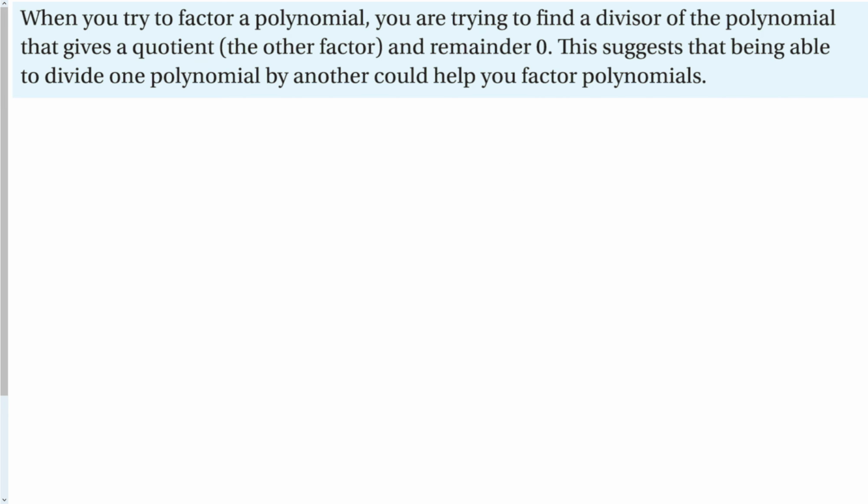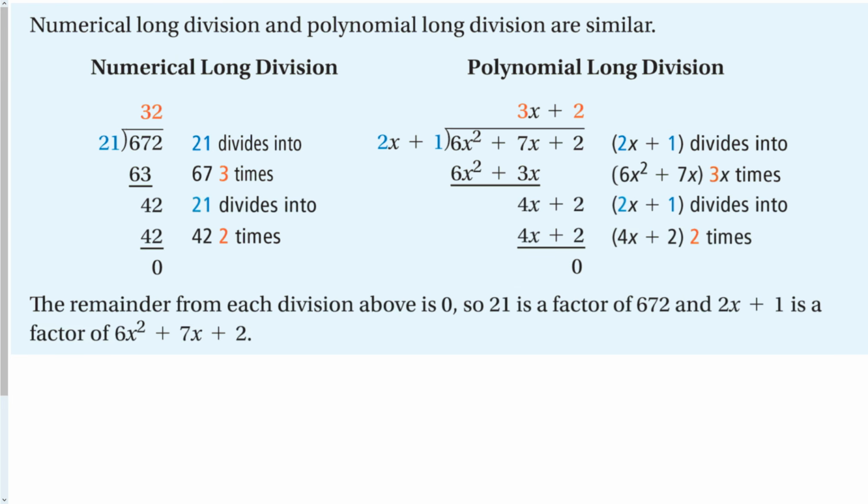So when you try to factor a polynomial, we're still doing the same thing that we just did with whole numbers. You're trying to find a divisor of the polynomial that gives you a quotient and a remainder of 0. And this suggests that being able to divide one polynomial by another could help you factor polynomials. And again, here's an example with numerical long division that actually does work out. So you would divide 21 into 67 is 3, multiply, subtract, bring down the 2, divide, multiply, subtract, and then you have a 0 as a remainder.